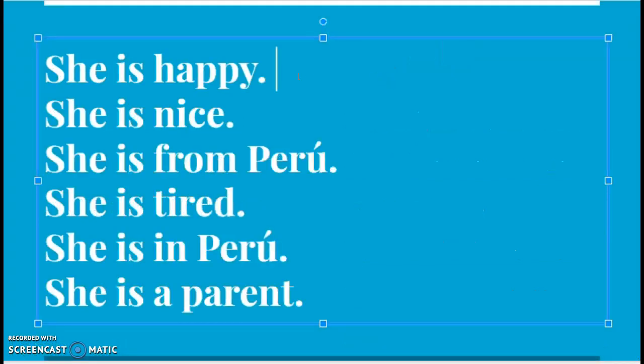Here's a few examples. She is happy. That would be estar for feelings. She is nice. That would be ser for describing. She is from Peru. Ser for where people are from, or origin. She is tired. Estar for how you feel. She is in Peru. Estar for location. And she is a parent would be ser for, you could argue, career or relationship.